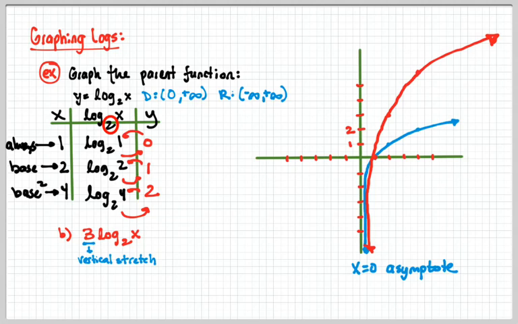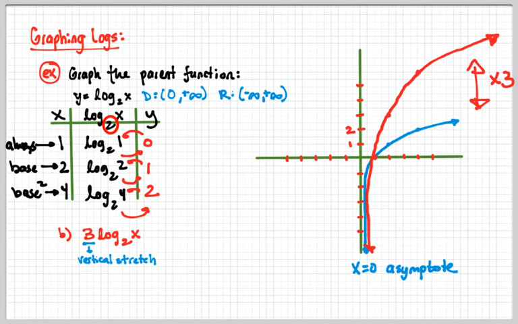Notice my domain and range don't change. We're just being stretched by a factor of 3 here. Alright, so there's no shifts, domain and range stay the same. Now let's look at one that's a little bit different. Let's look at part C here.